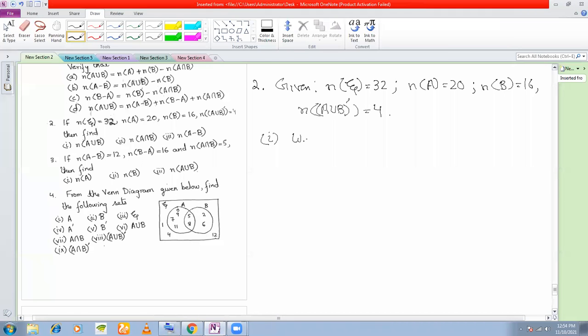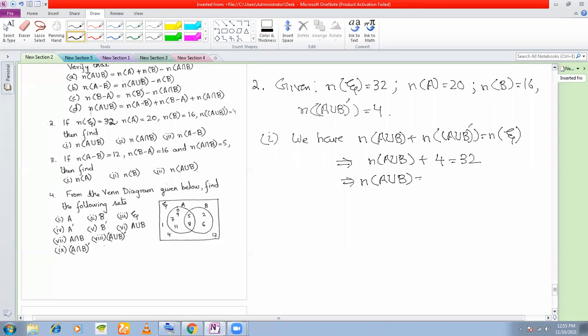So how do you find out the cardinality of A union B? A plus A complement equals the universal set. Cardinality of A union B plus cardinality of A union B complement must be equal to cardinality of xi, right? Cardinality of A union B complement is given to you and cardinality of xi is given to you, so you can find out. Therefore, the cardinality of A union B is 32 minus 4, which is equal to 28. So that answers the first question.